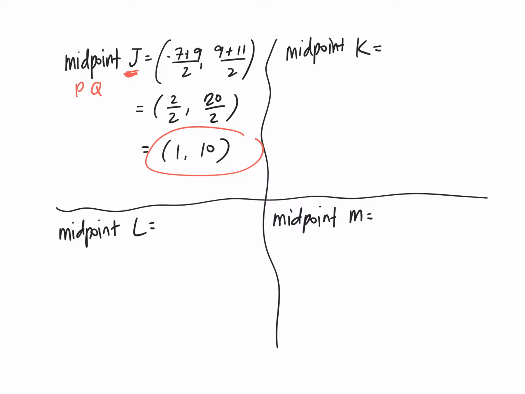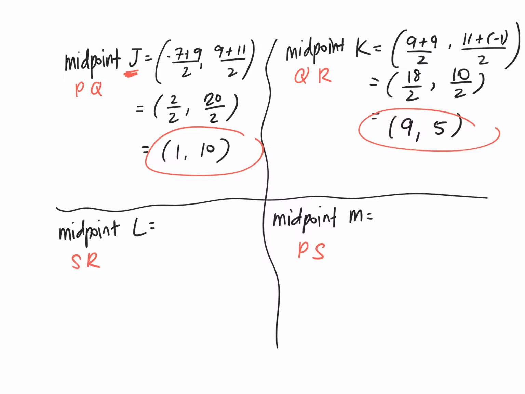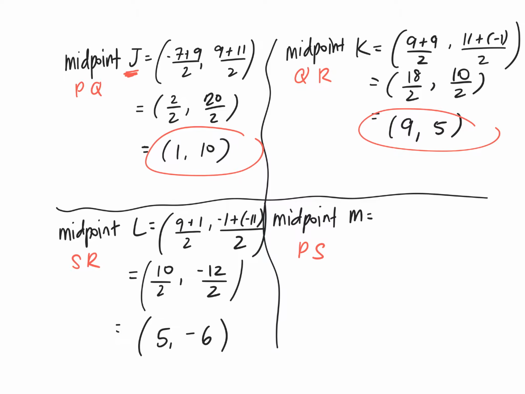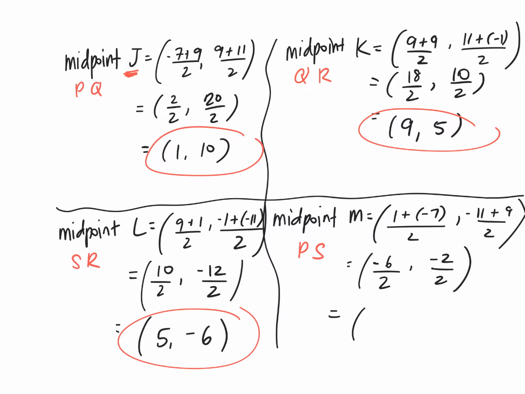Midpoint K, you're looking at the coordinates between what? Q and R. Good. Midpoint L, you're looking at the coordinates between R and S. And then for midpoint M, you're looking at the coordinates P and S. Did you get midpoint K is located at (9, 5)? Okay, midpoint L is located at the coordinate (5, -6), and you can go back to the graph to verify, does that make sense? And midpoint M is located at (-3, -1). So we have the 4 midpoints. We have 4 coordinates that are formed by the lawn.